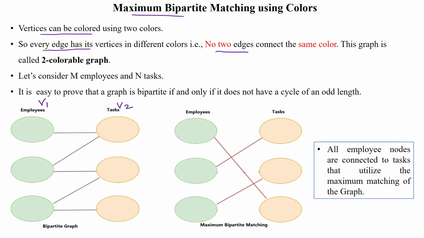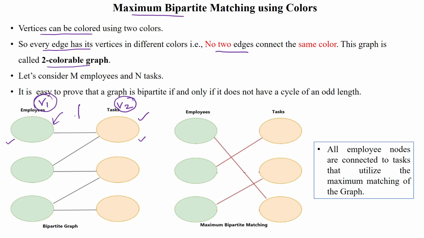So now when you are applying this, subset 1 should have a single color, and subset 2 should have another, different color, because in bipartite matching we are going to match any vertex from subset 1 with any vertex from subset 2. So two colors are sufficient here. That's why it is called a two-colorable graph.